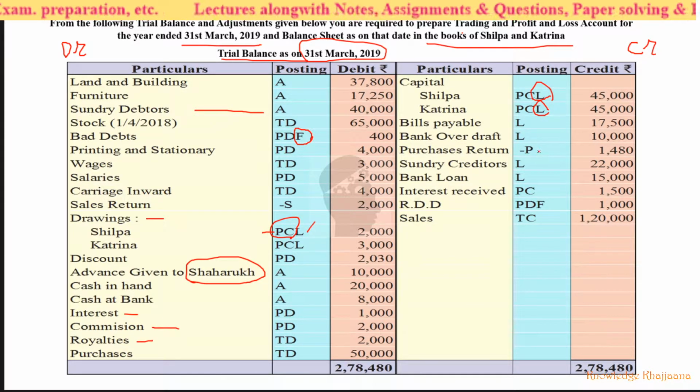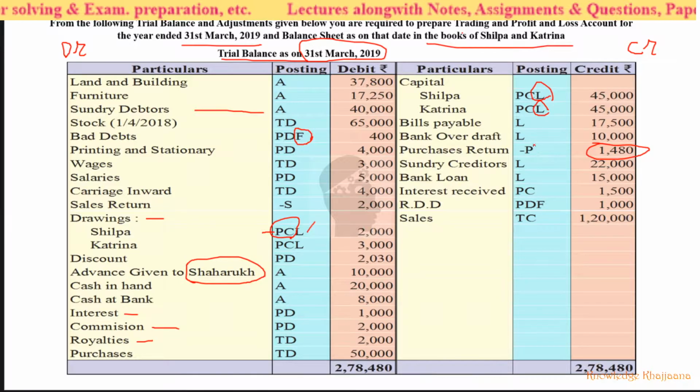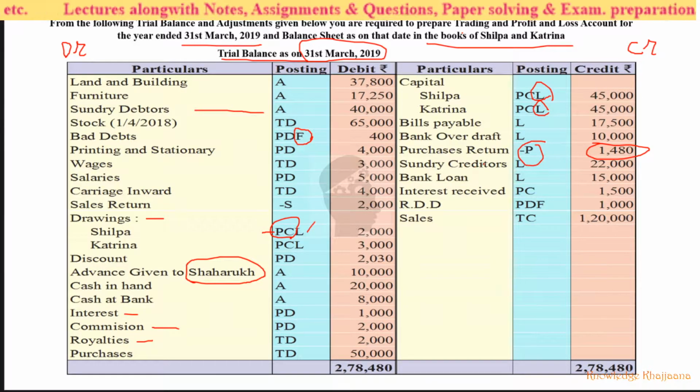Then purchase return. What is meant by purchase return? See, we had purchased something from somebody and we returned it. Okay, so our purchases will decrease by that amount, right? So for the purchase account, what to do? That amount we have to deduct from purchases. And where are the purchases recorded? Purchases are recorded in the trading account debit side. So purchase return will also be recorded in the trading account debit side, and that amount will be deducted from purchases. Sundry creditors, liability. Bank loan, liability.